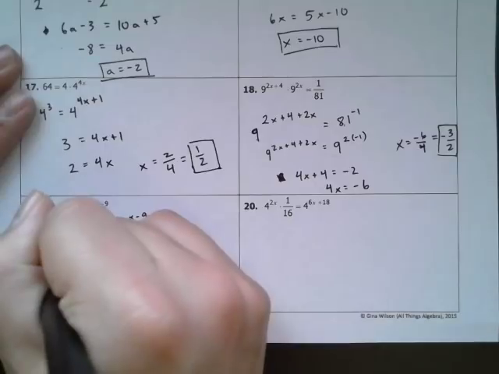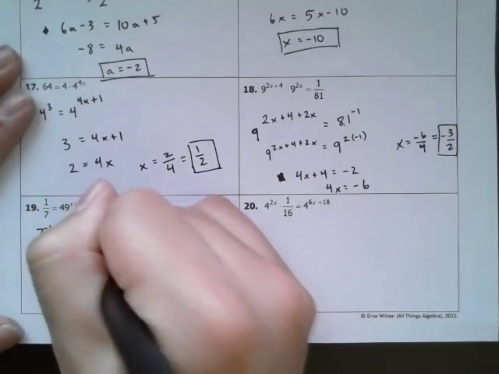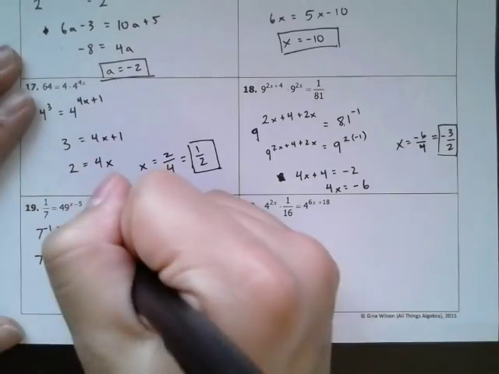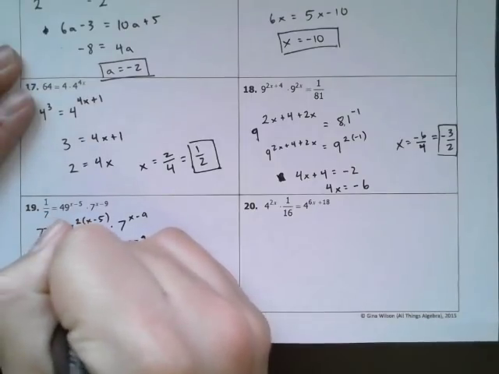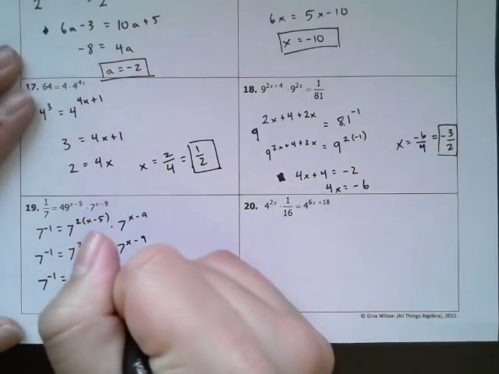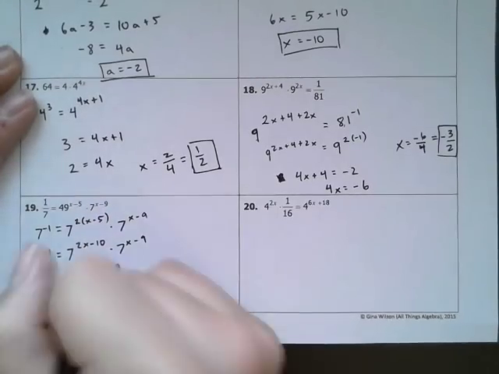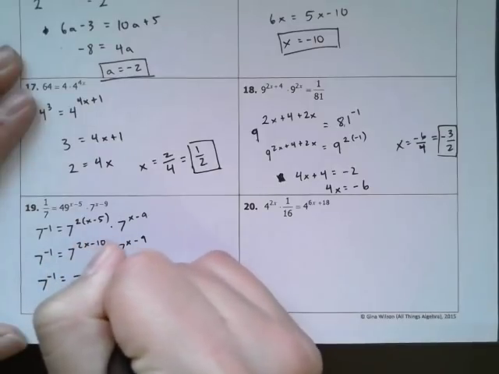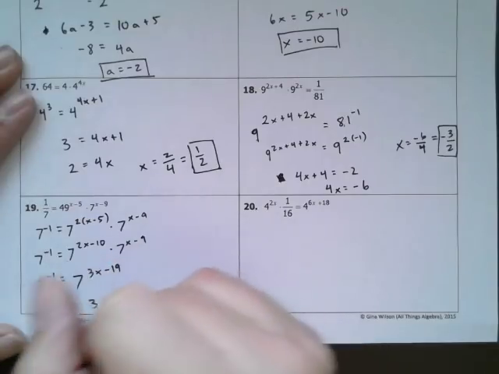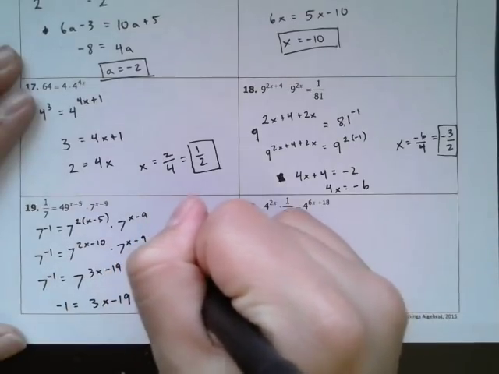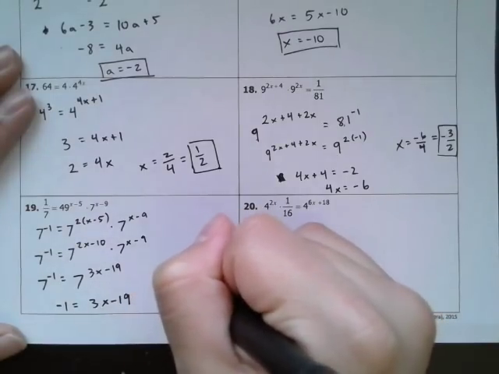So I have 7 to the negative 1 is equal to, I'll show this step, 2x minus 10. I distributed the 2 there, times 7 to the x minus 9. Now I can combine them. So I get 7 to the negative 1 is equal to 7 to the 3x. I add my exponents, negative 19. Negative 1 is equal to 3x minus 19, because I have the same base now. Add 19 to both sides. I get 3x is equal to positive 18. I divide by 3 and I get that x is equal to 6.